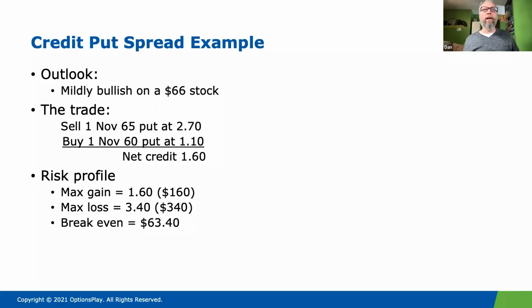The maximum gain here is $1.60. The maximum loss is the difference between the two strike prices minus the premium received. So 5 minus $1.60 is $3.40. And the break even here is simply 65 minus $1.60, so that's $63.40.